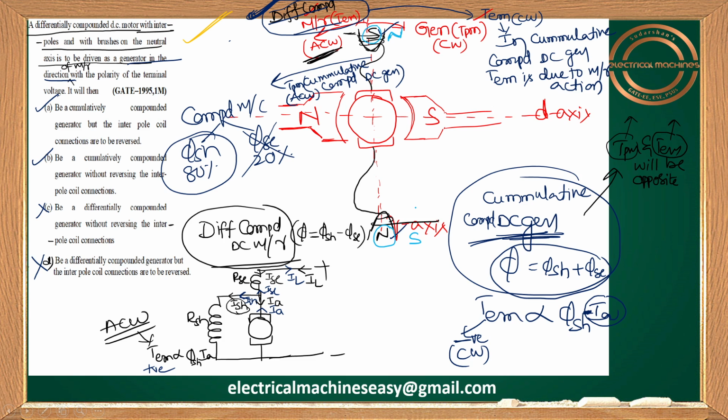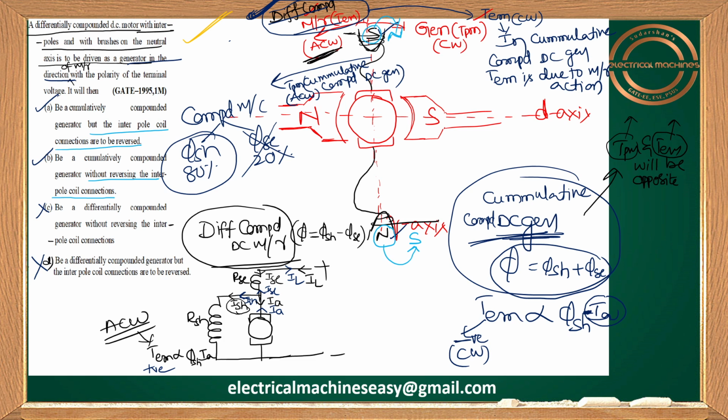But here my question is, is this south changed to north and north changed to south automatically, or do you have to change it manually? Among the options, option A says it's a cumulative compound generator, but the interpole coil connections have to be reversed. Or, without reversing the interpole winding connections, does the south pole become north and north become south automatically? That is my question. Simple question I'm asking. Please try to think and decide yourself.